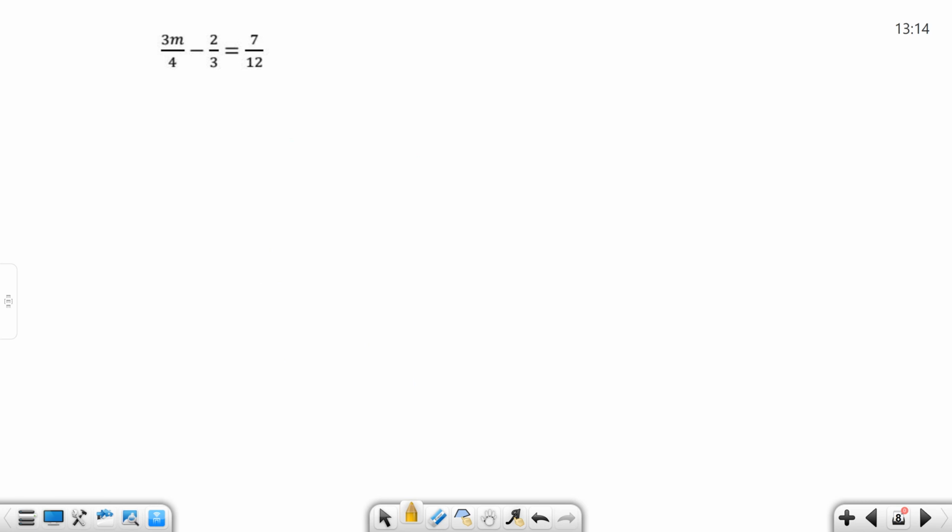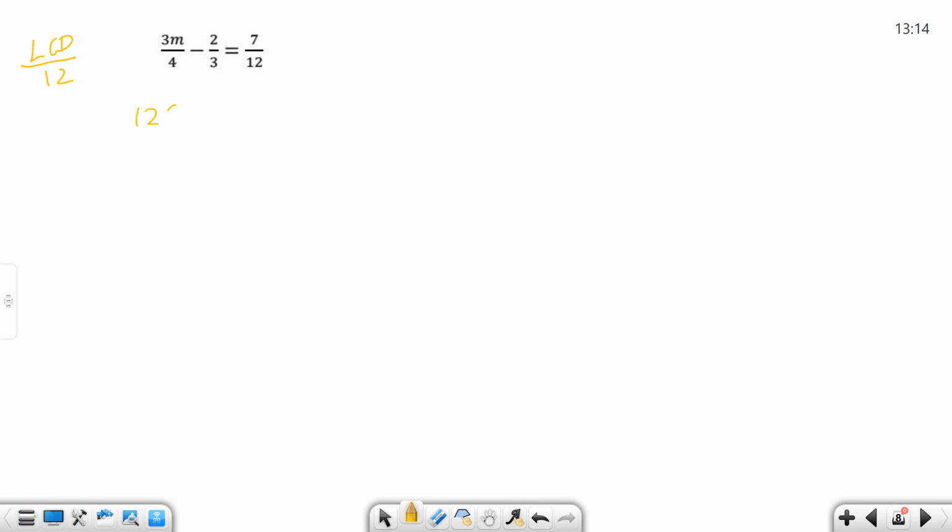3m over 4 minus 2/3 equals 7 over 12. All right, well, we have 3 denominators. We have 4, 3, and 12. What's the biggest one? 12. Does 4 go into 12? Yes. Does 3 go into 12? Yes. You think it'll always be yes? No, it won't always be yes, but here it is. So my LCD is what? It's 12. Well, that's nice.